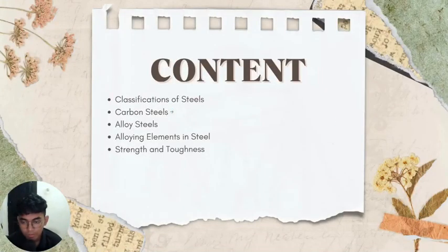And for the content, there are five topics that I will explain. The first one is classification of steel. The second is carbon steel. The third is alloy steel. The fourth is alloying elements in steel. The fifth is strength and toughness.